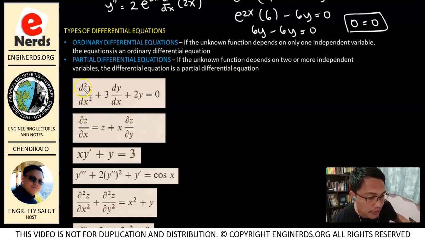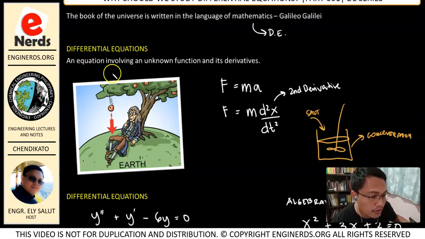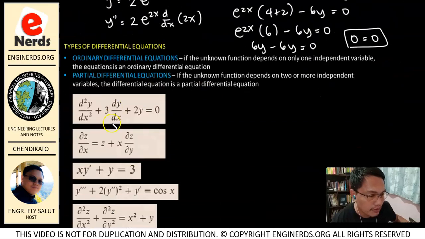So we have here d squared y over dx squared plus 3 dy over dx plus 2y is equal to 0. So, sabi natin, differential equation, okay, yung ating definition, is an equation involving an unknown function and its derivative. So, meron tayong derivative dito, no, which is the second derivative, d squared y over dx squared, and also a first derivative, dy over dx. So, we know that this is a differential equation, diba? Now, since this is a differential equation, is this an ordinary differential equation or a partial differential equation?